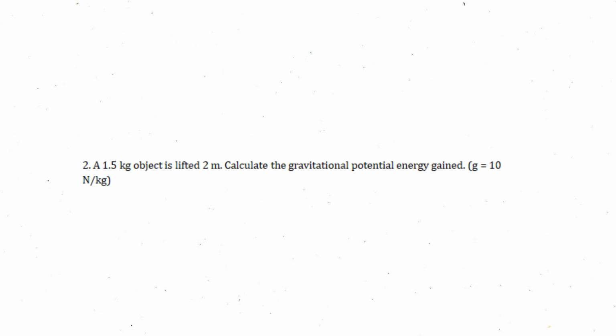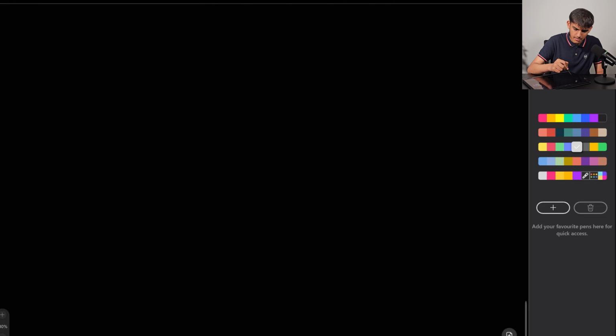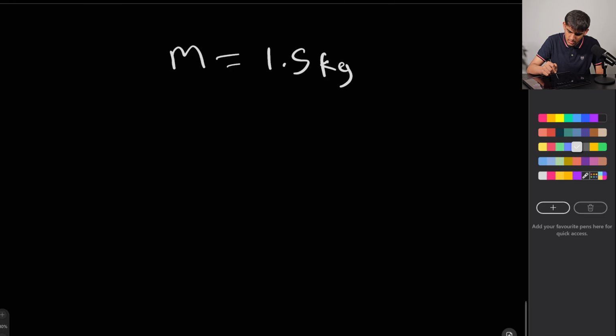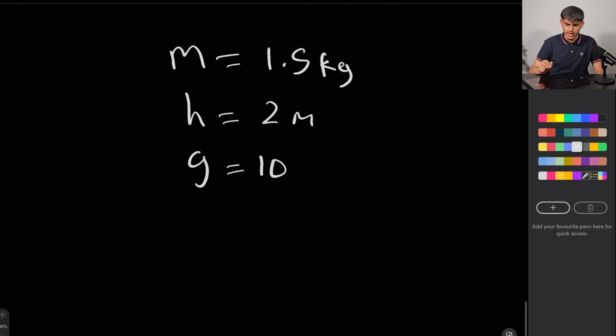Okay, the next question is, a 1.5 kilogram object is lifted 2 meters. Calculate the gravitational potential energy gained using G equals 10 newtons per kilogram. The mass, M, is equal to 1.5 kg, and the height is equal to 2 meters, and we're given G as 10. So the formula to calculate GPE, or gravitational potential energy, is just E equals mgh.